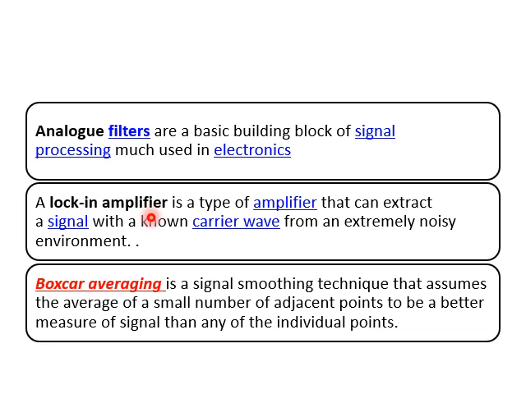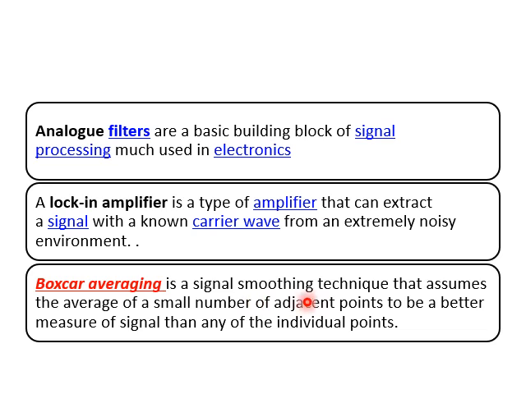A lock-in amplifier is a type of amplifier that can extract a signal with a known carrier wave from an extremely noisy environment. The function of a lock-in amplifier is the same: it extracts only the useful signal, which is the required signal, from the extremely noisy environment.